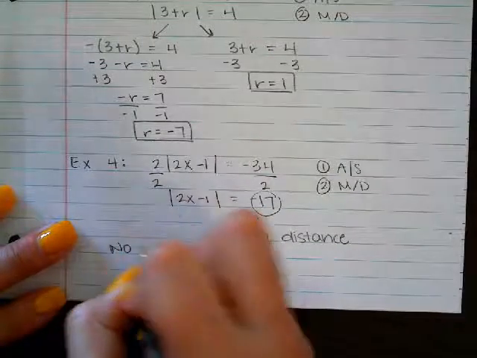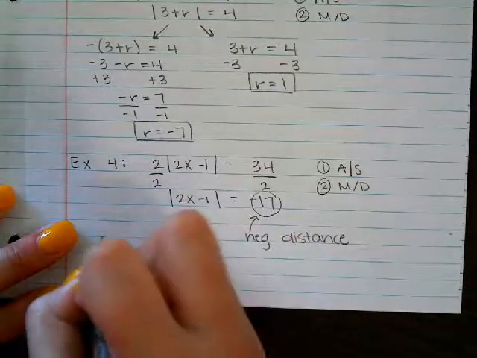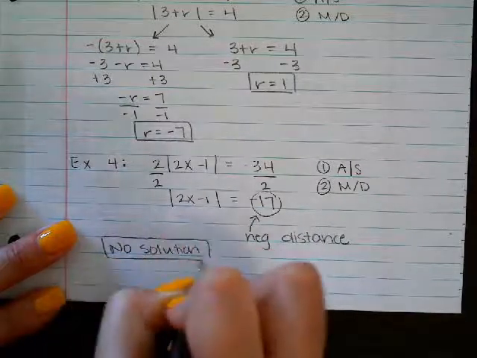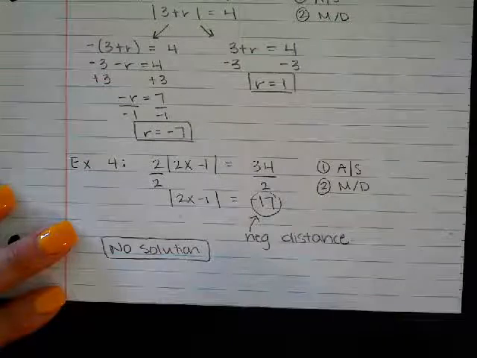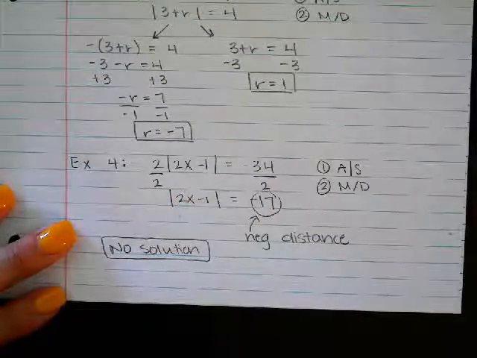So this is actually no solution. There's no possible number that you could plug into an absolute value that could give you a negative output. There's just no way. An absolute value is never going to give you a negative output. So this is a no solution problem.